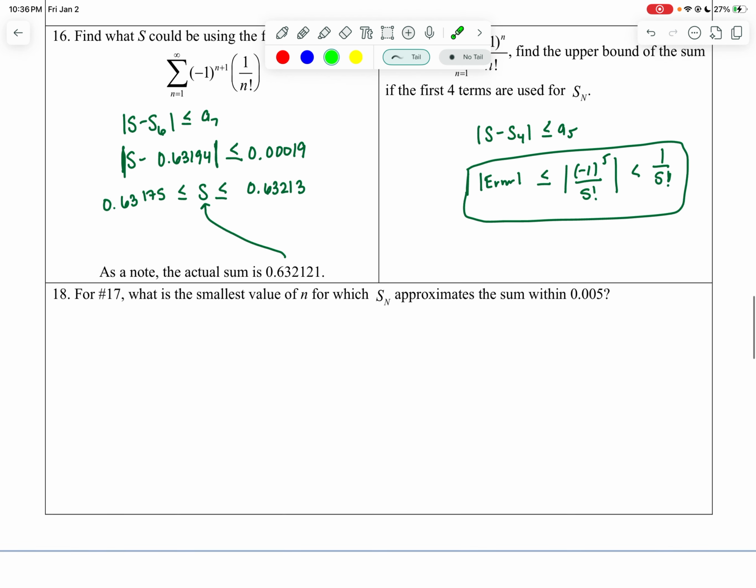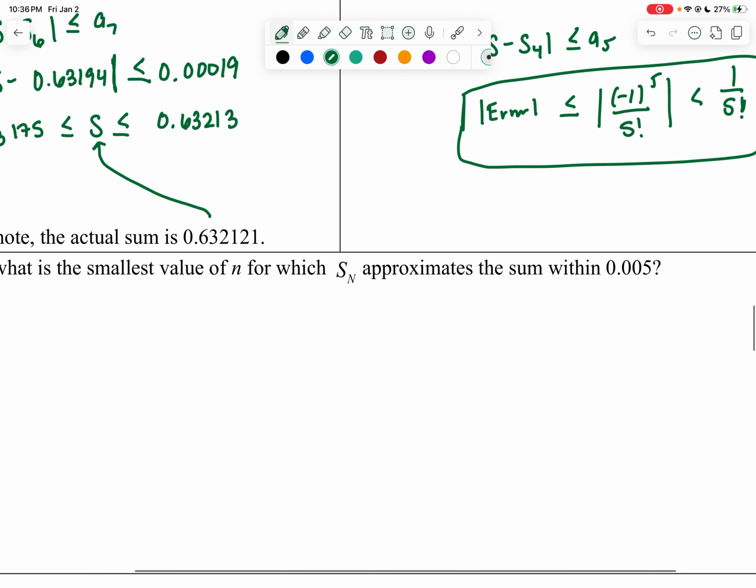All right, so for number 18 here, we want to find the smallest value of n for which S sub n, so the n partial sum, approximates the sum within 0.005. So the problem is that whenever we're doing the error, we don't know what our next neglected term is going to be. But we do know that it has to be within 0.005.